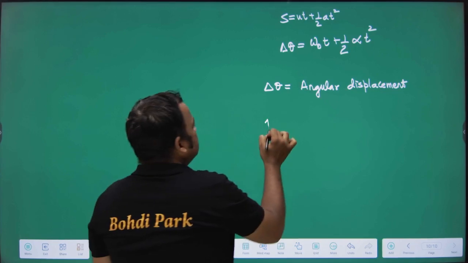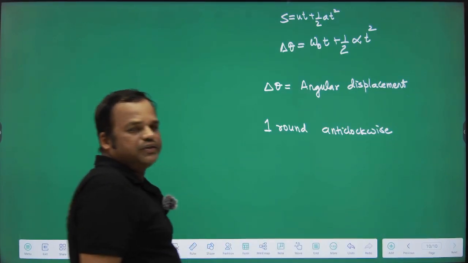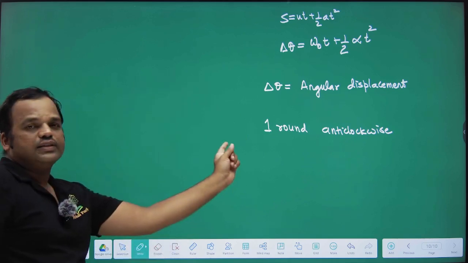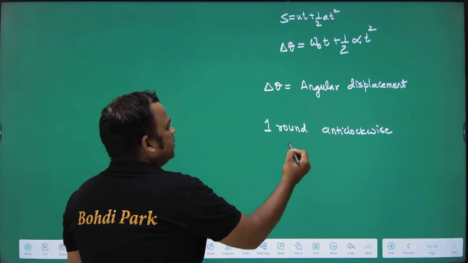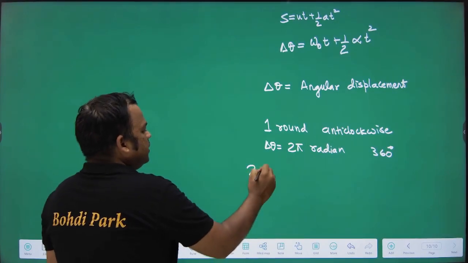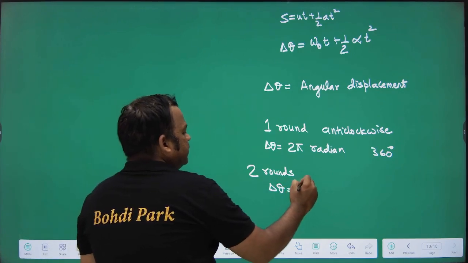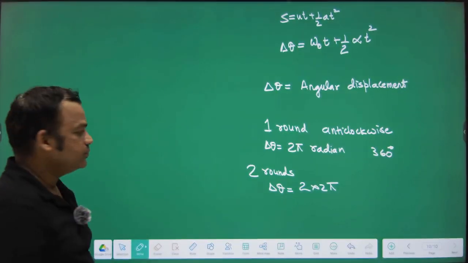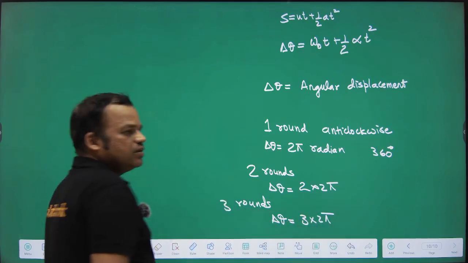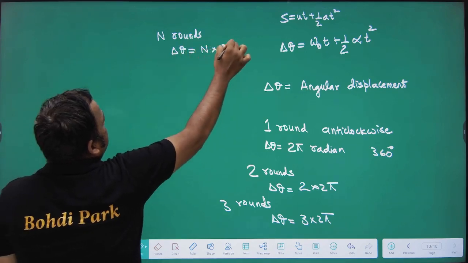Suppose we talk about one round anti-clockwise. Imagine a particle going anti-clockwise, like this. In one round, what is the angular displacement? It is 2 pi radian, or we can say 360 degree. In 2 rounds, the change in angle, or the angular displacement, will be 2 into 2 pi, that is 4 pi. Similarly, if 3 rounds are there, the angular displacement will be 3 into 2 pi. So for n rounds, the angular displacement will be n into 2 pi.